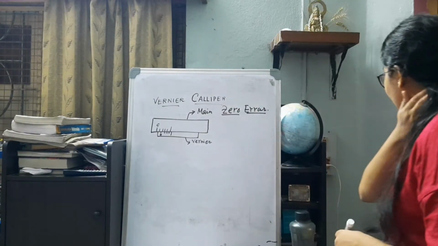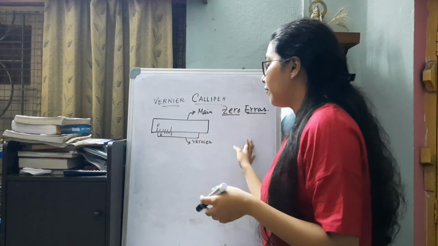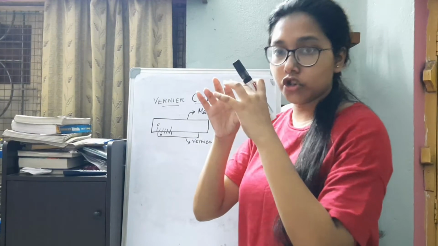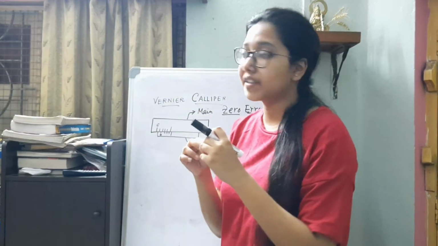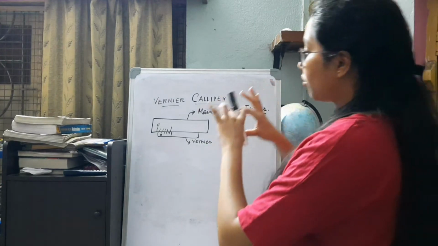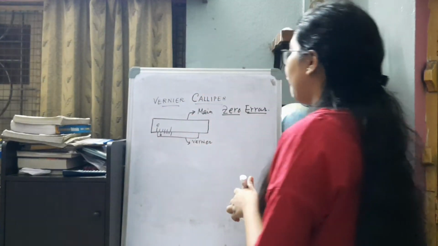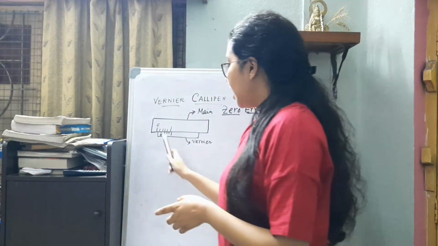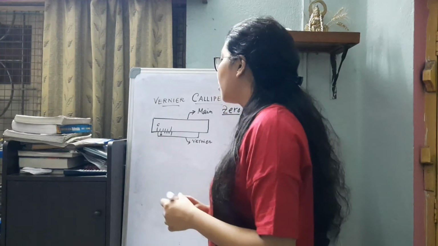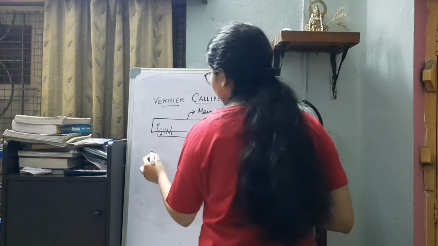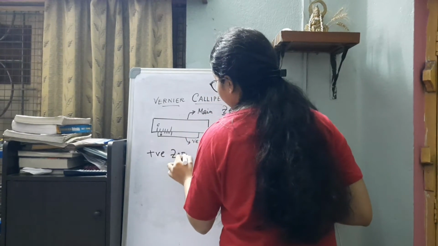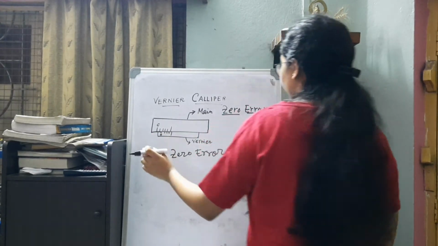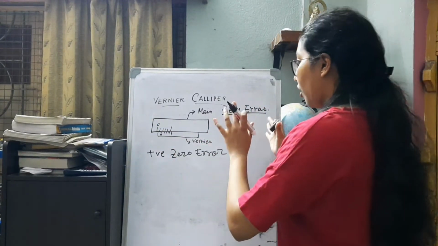So now as you can see, I have drawn a rough diagram for the main scale and the vernier scale. Now at the moment when the two jaws of the main scale and the vernier scale are joined, after joining the two jaws which are able to coincide, if we find that the zero mark of the vernier scale is actually ahead of the zero mark of the main scale, that implies that it is a positive zero error, because the vernier scale division is ahead of it. Vernier is ahead. So it is a positive zero error.